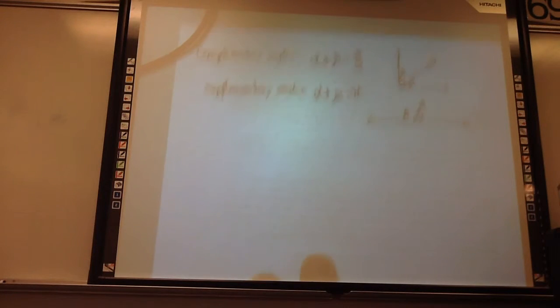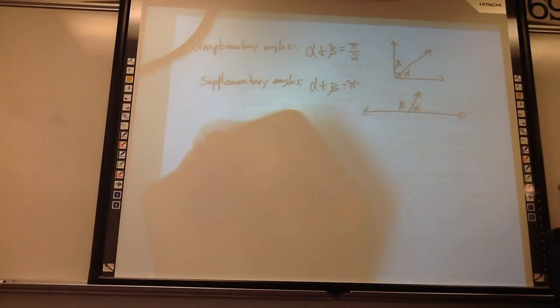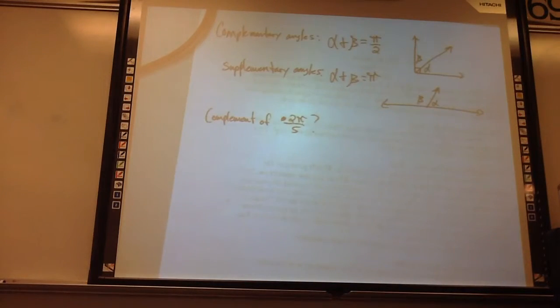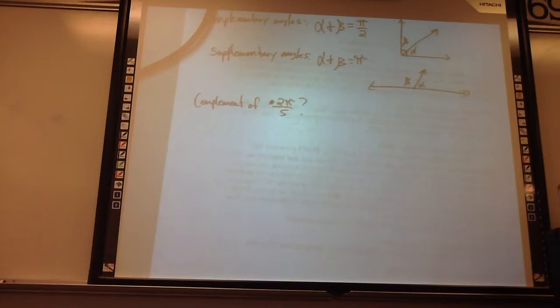So, knowing that, can you tell me the complement of 2 pi over 5? You know what that means? Like if I asked what is the complement of 40 degrees? It would be 50 degrees. It's the angle that makes it add up to 90. So in this case, what is the angle that will join with that one to add up to pi over 2?